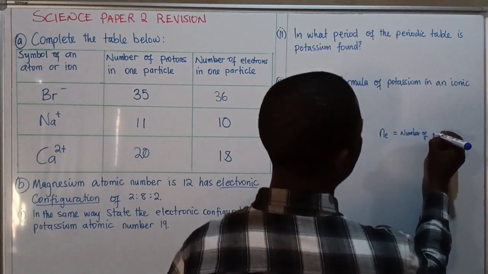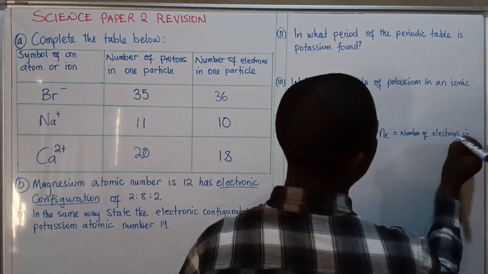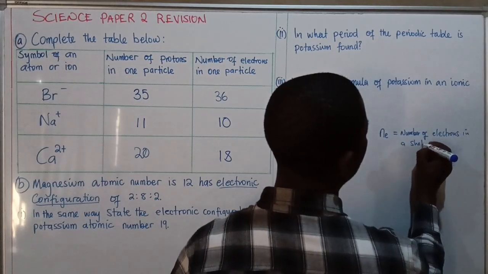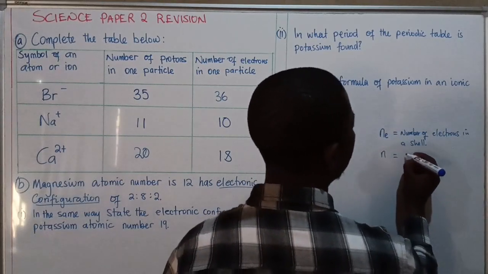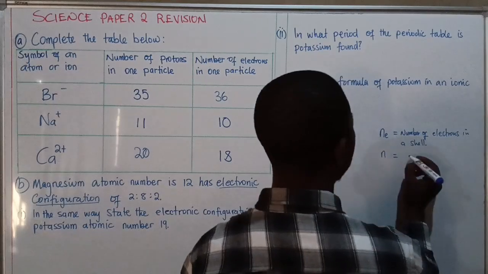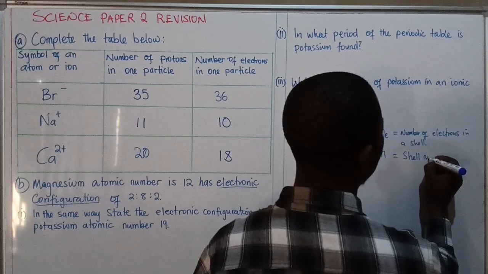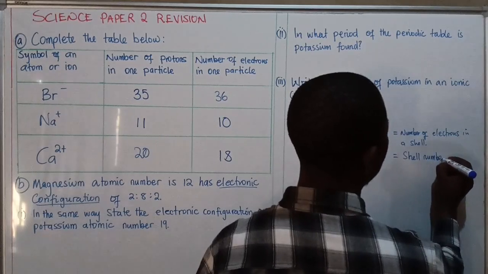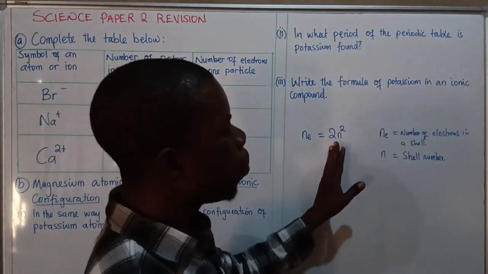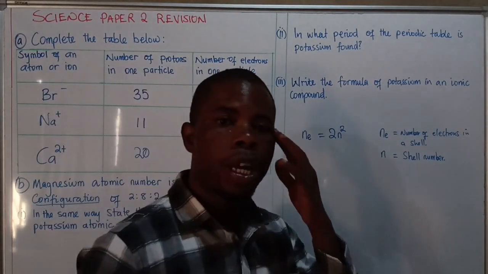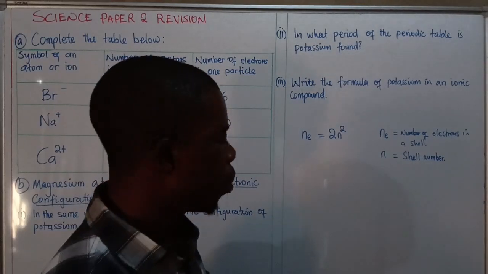Number of electrons in a shell. Then I can use N, just N here represents shell number. So this formula is very important because it helps us to know how to distribute electrons in shells.